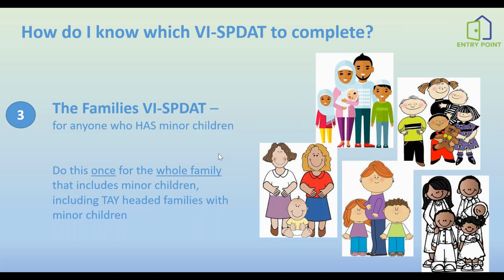And the other thing that's different is we do one family VI SPDAT for the entire family, the entire household. If they have 2 people, if they have 17 people in that household, we do one family VI SPDAT if any of the people in that household are minor children. And the VI SPDAT and other parts help the entry point lead team know how many people there are and what their ages are and so on, so that we can consider all the people in that household.